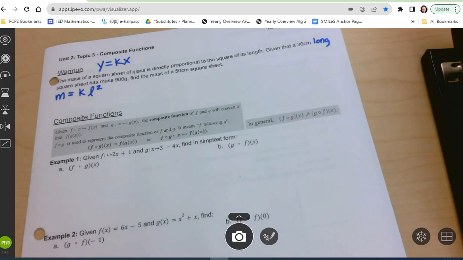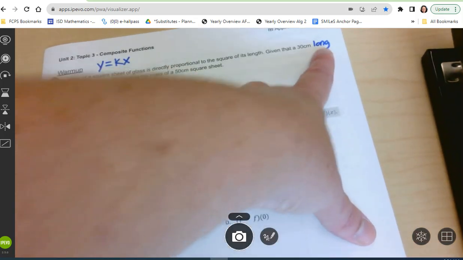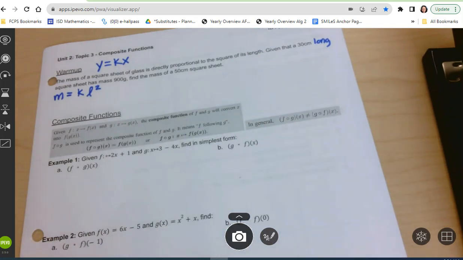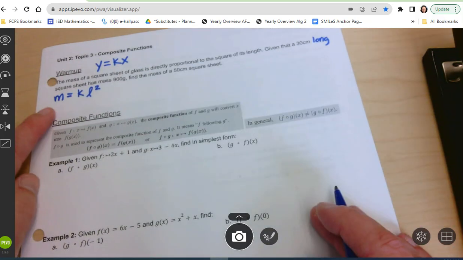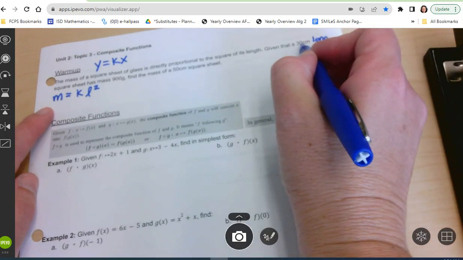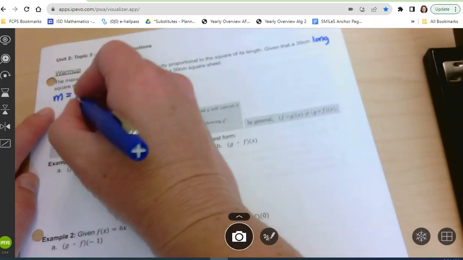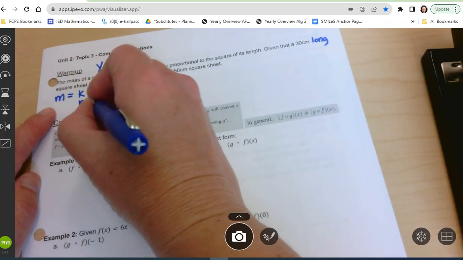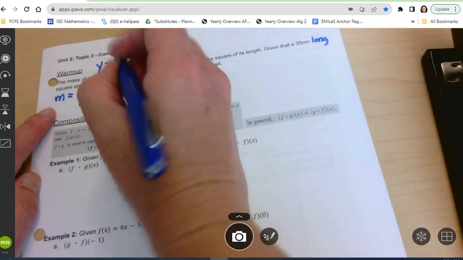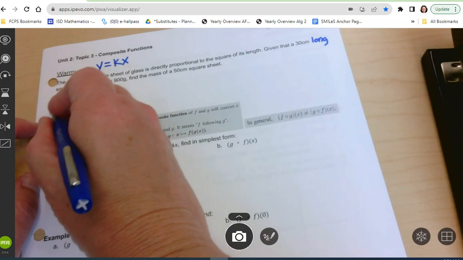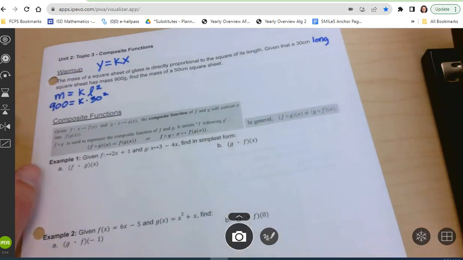It was confusing what they were giving you because they said a 30 centimeter square sheet. So were they giving you a length or were they giving you an area there? But because the unit wasn't squared, I determined that that was a length. Okay? So we want to say, it says given 30 centimeter long square sheet, so that would go here, has a mass of 900. We can use that to determine K.